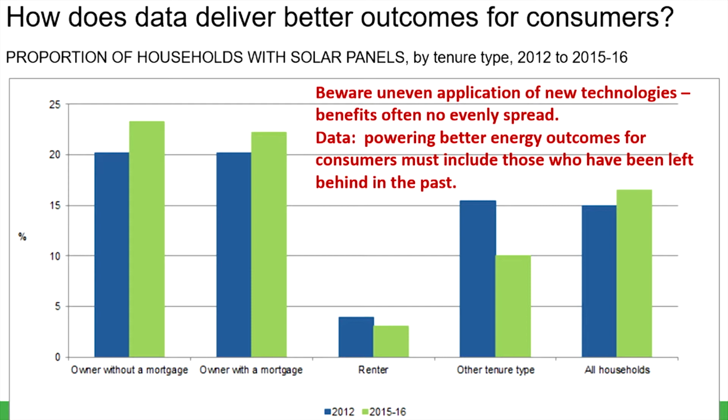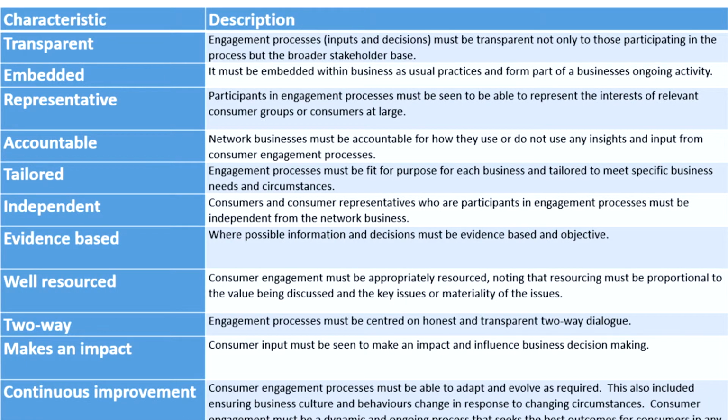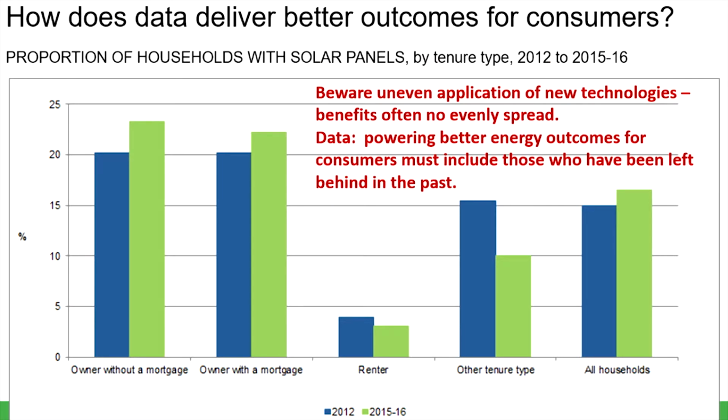I reckon we could show this data to 10 different people and get 10 different interpretations as to what it means, because you can look at different parts of the story. So, solar panels. Improving, increasing, going up. That's a good thing. Solar panels are going up for households. We can say, oh, owners without a mortgage, older people most likely, they're doing quite well.